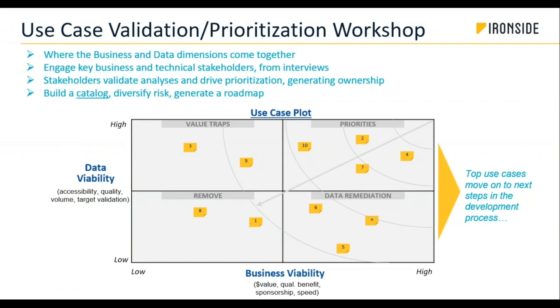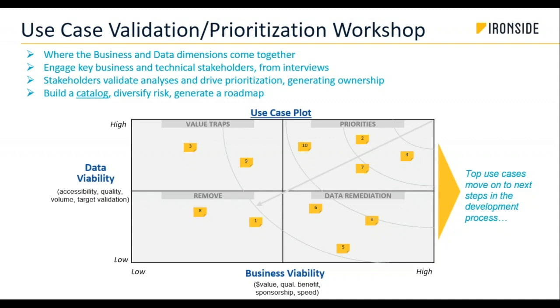So now we've talked about the business analysis dimension and the data analysis dimension of business use cases. And here's where those two things come together. This is what we call a use case validation and prioritization workshop, and it has many positive benefits. Of course, it brings those two dimensions together. On the left-hand side, you see the data viability that Pam was discussing. On the bottom, the business viability I was discussing. You see indications under each of those of the types of scoring that can be brought to bear for each use case that has been hypothesized, that came out of all of those interviews that were done as you're developing that catalog. And what this allows you to do, this framework, is to begin to prioritize those.